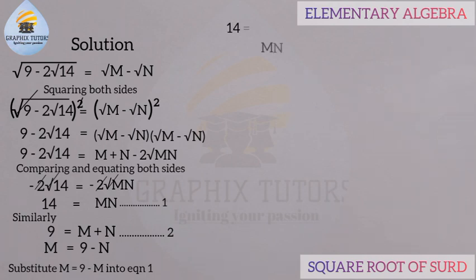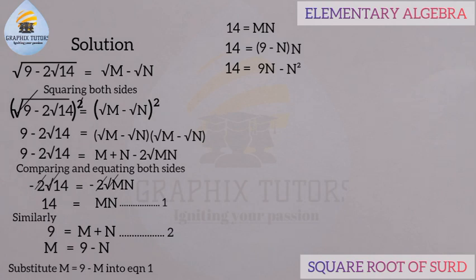So if I replace m with 9 minus n, I'll have 14 equals 9 minus n in brackets, times n, right? So if I expand, 14 will equal n times 9, which gives 9n, and n times n gives n squared. So that will be 9n minus n squared, right?